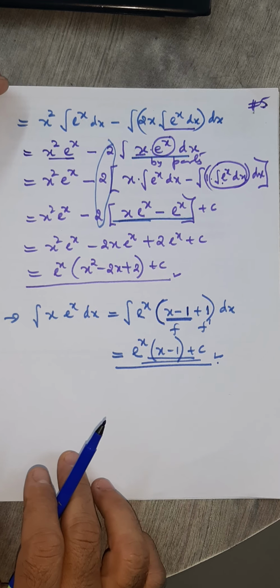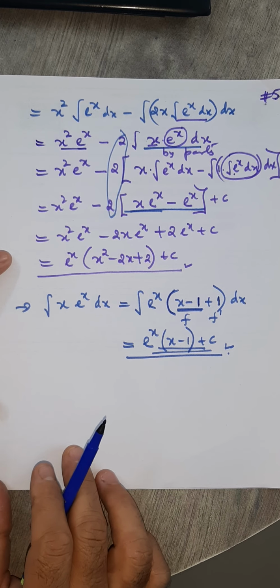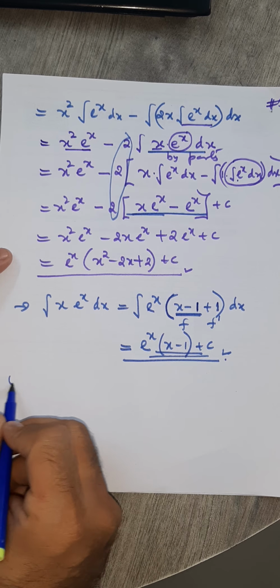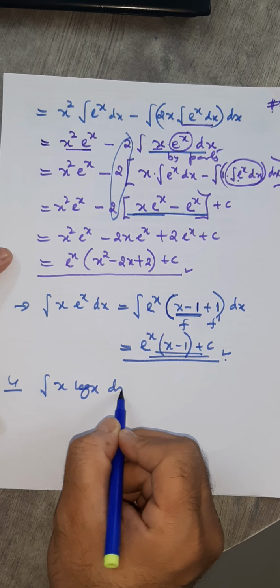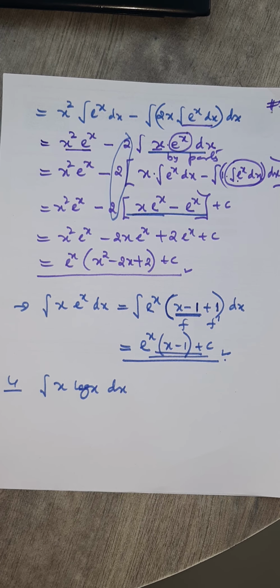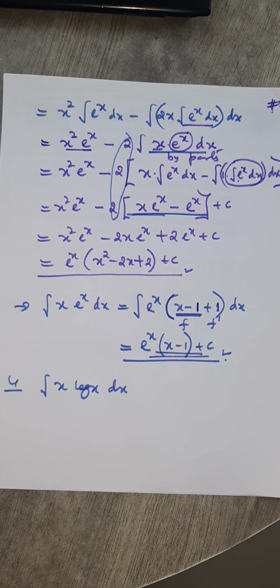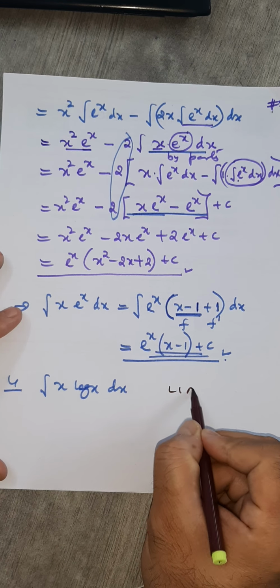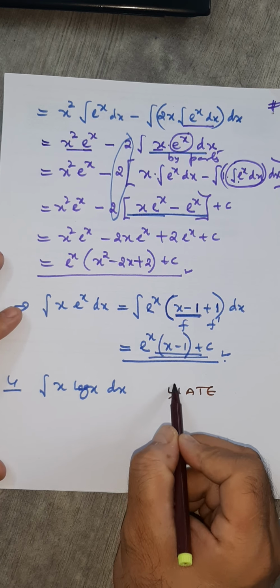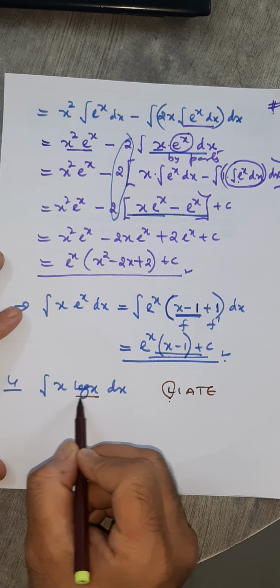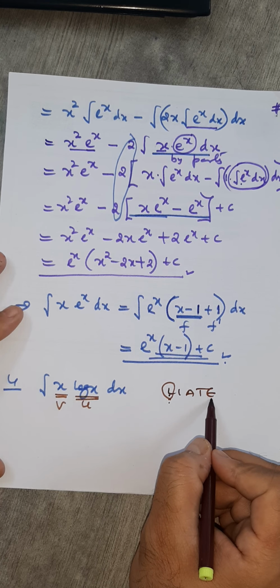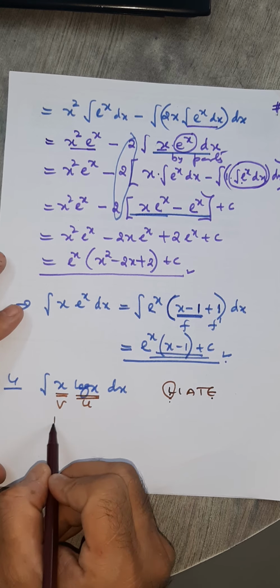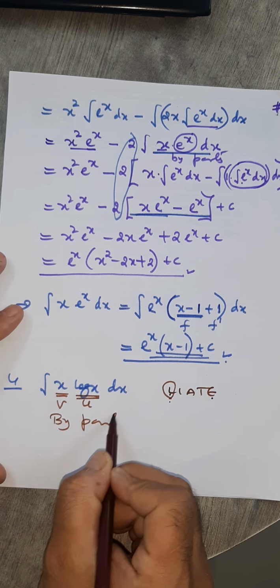Now, let's go to the fourth question. x into log x: combination of which two functions? Here it is a combination of algebraic and log. Recall the Lecture-12 rule. Log comes first, so this should be your u, and this should be your v. Log is the first in the sequence, exponential is the last in the sequence. So I'll use integration by parts.